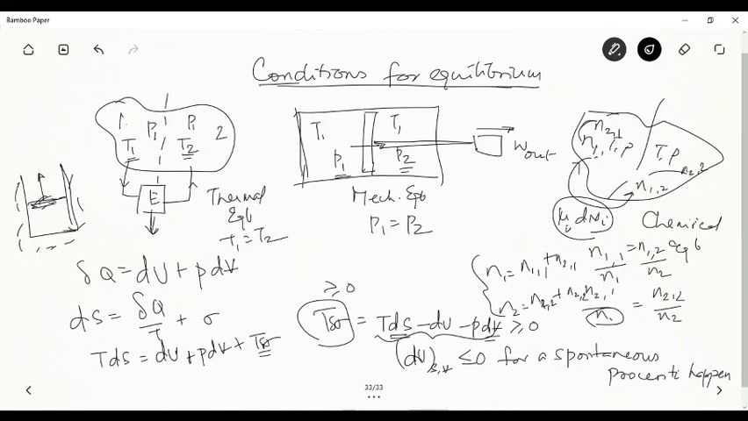Suppose I lock this piston, there is no interaction, then the heat can only go out. So dU has to spontaneously be less than or equal to 0 in this particular case. So this is basically the condition for a spontaneous process to happen.